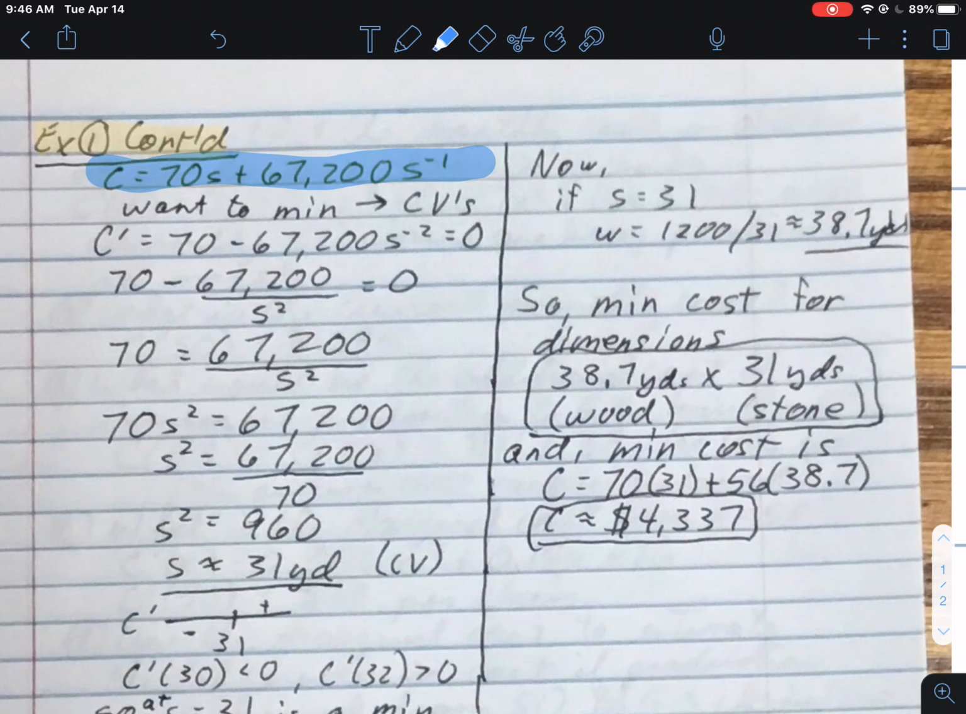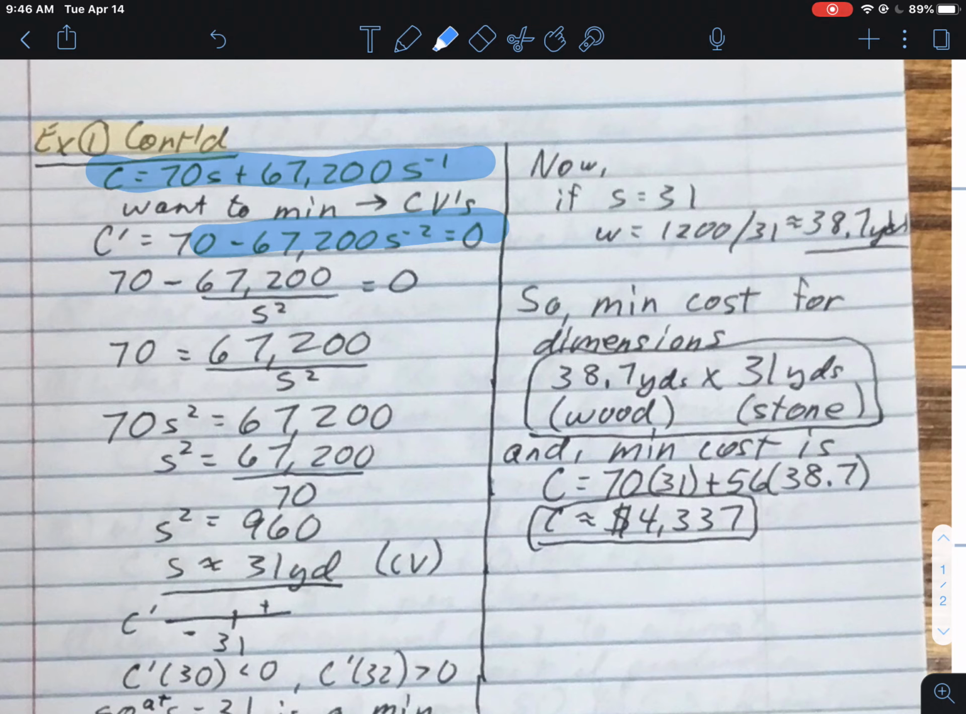So we find our derivative, C prime. And again, that's a nice little power function. So 70 minus 67,200 s to the negative 2 using our power rule. And then we find our critical values by setting that derivative equal to 0. And then I solve that equation. So first I just rewrote it as 67,200 over s squared. And then we're solving that for s. So I added 70.